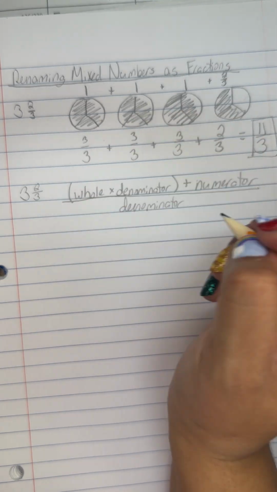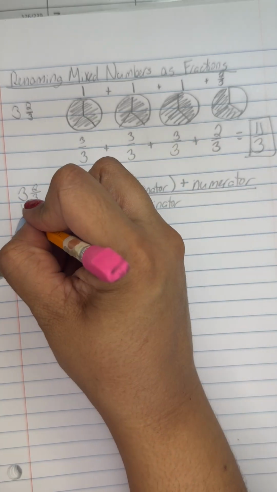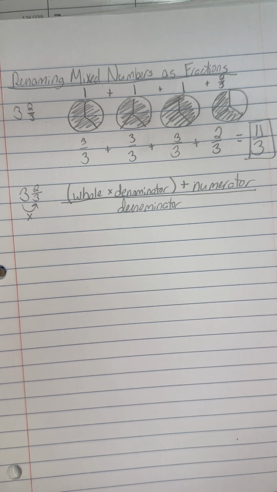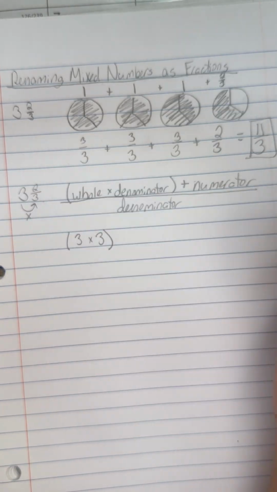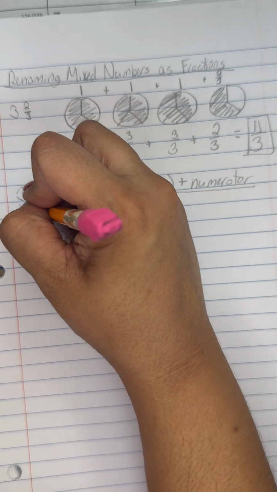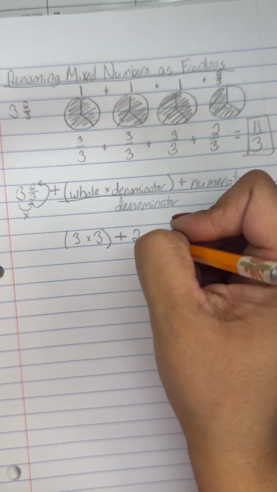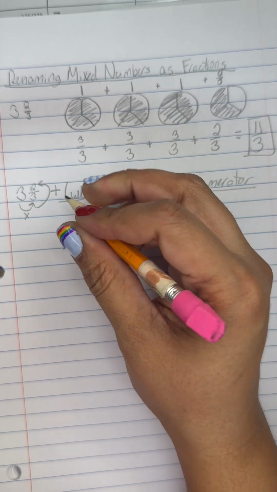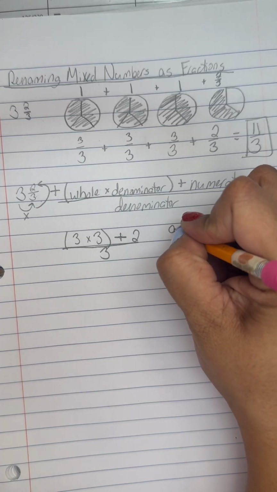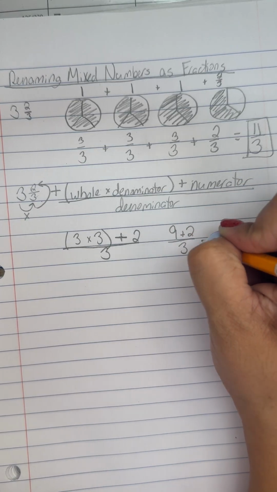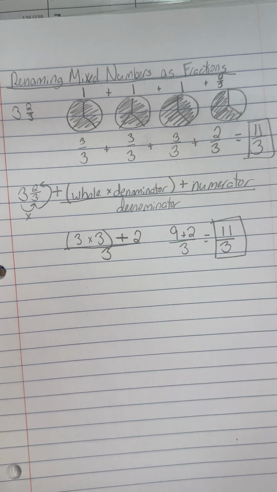So now what we can do, another way we can write it is taking this whole number times the denominator. So what happens when we do that? Our 3 times 3, our whole number times our denominator. And then we would add our numerator, plus 2, all over the original denominator of 3. So what happens here? 3 times 3 is 9 plus 2 over 3, which still gets us 11/3. We get the same exact answer.